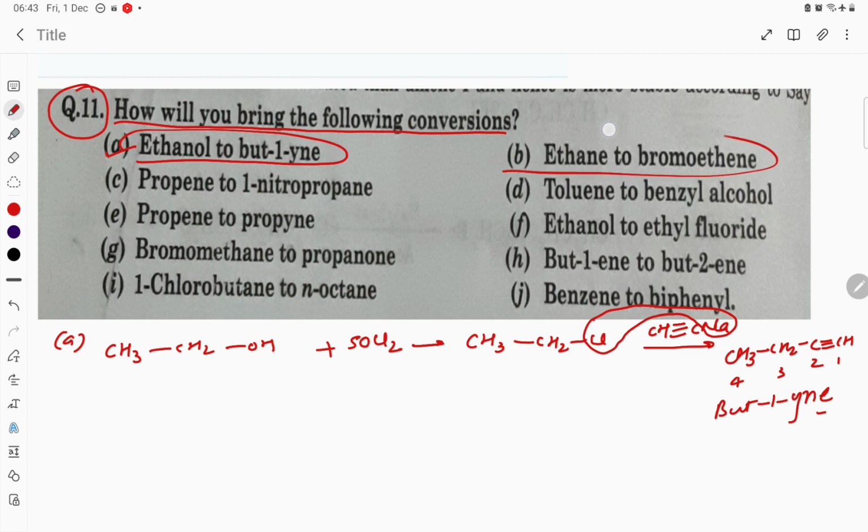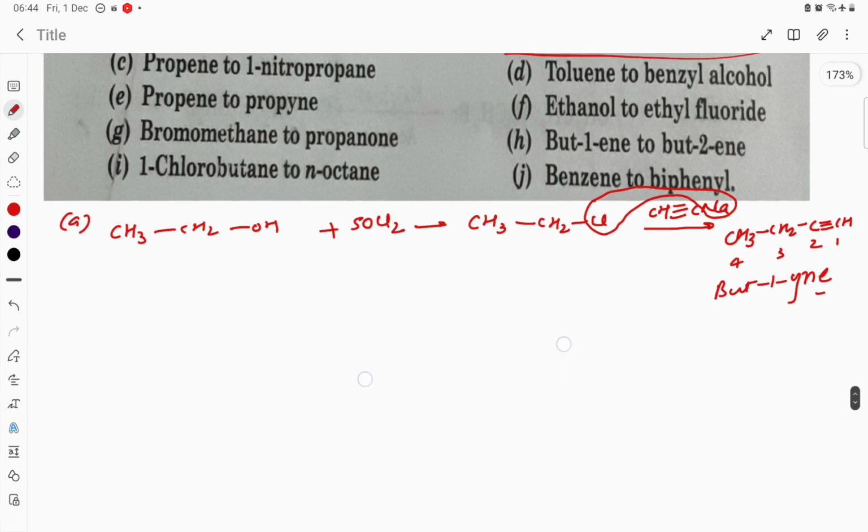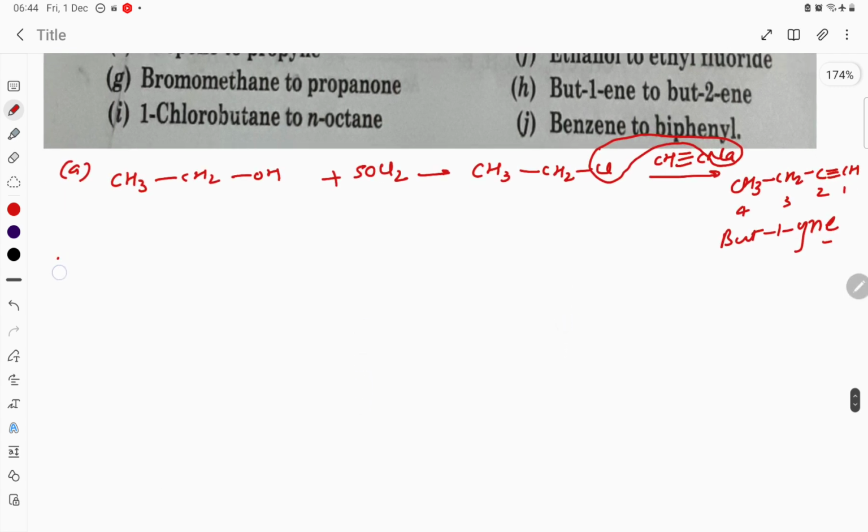Now ethane to bromoethene, ethane to bromoethene. What reactions should you follow, student, to convert ethane to bromoethene, right? So let us see the second one, B. Here we are doing, student, CH3.